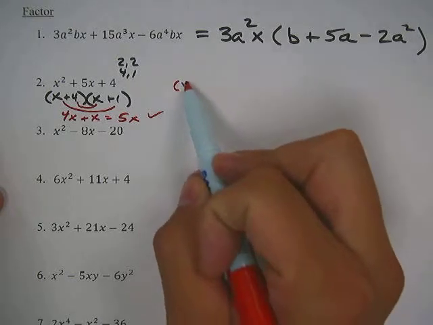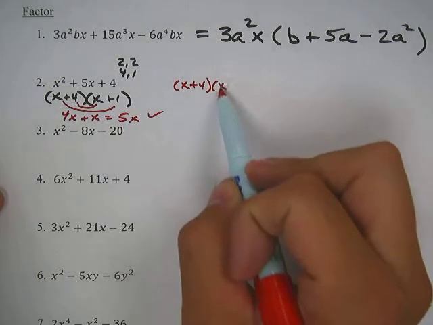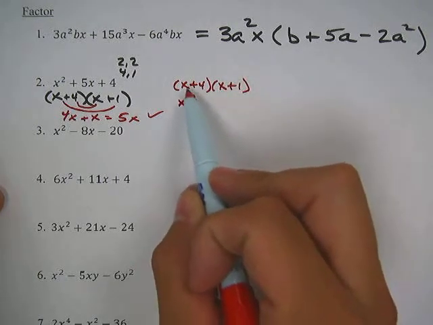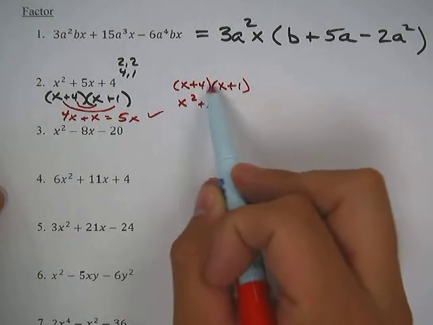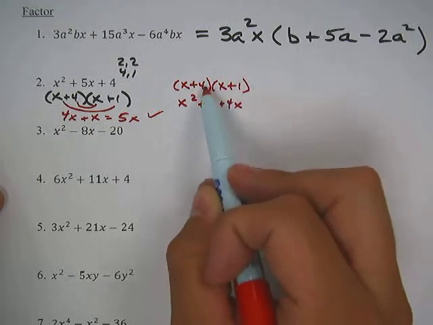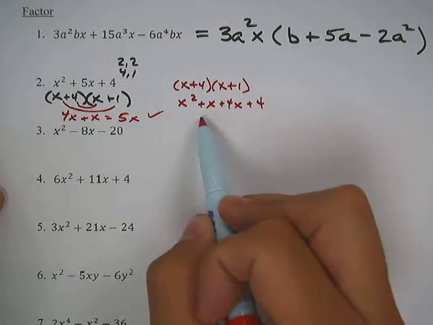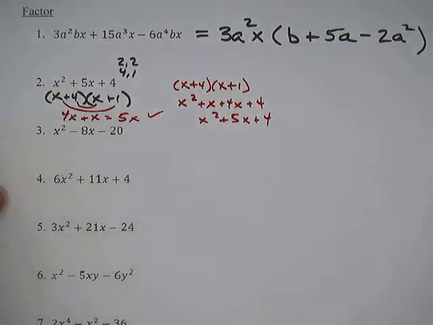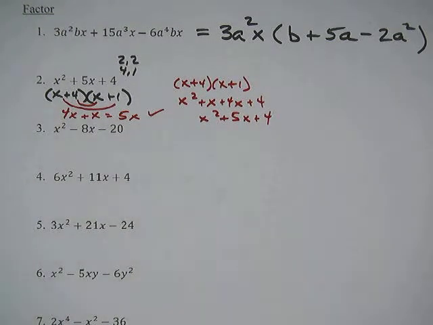And then also, how could I go through and just double check if I was really anxious about it? Well, you could just simply FOIL or distribute back. So if I did that, x times x is x squared, x times 1 is 1x, 4 times x is 4x, 4 times 1 is 4. If you add those together, and there you go, I did it right.